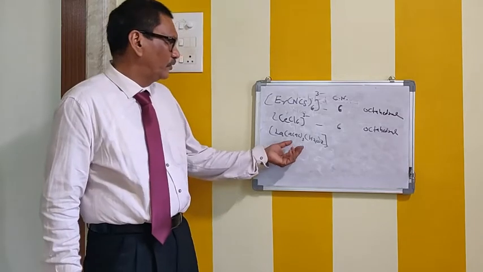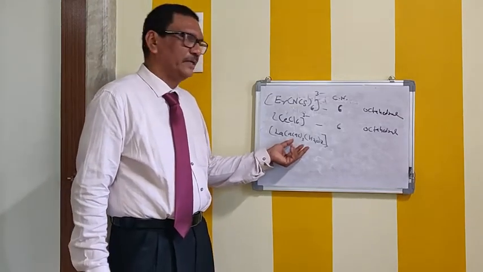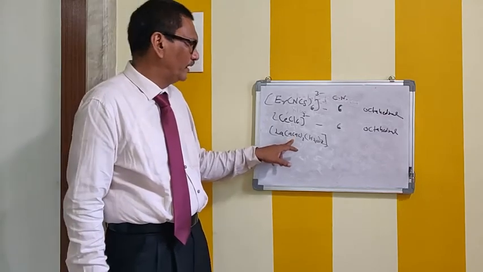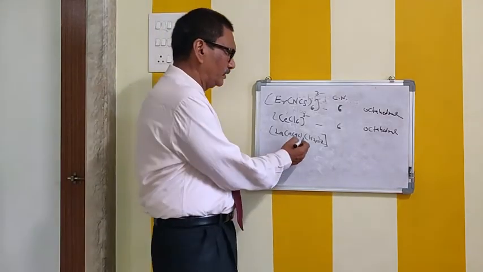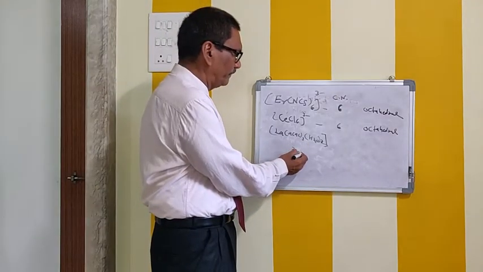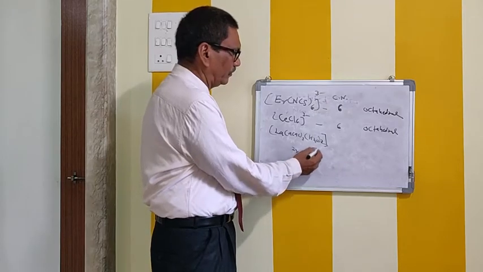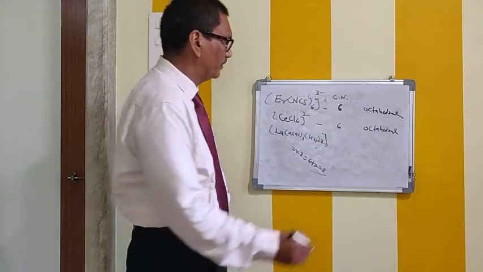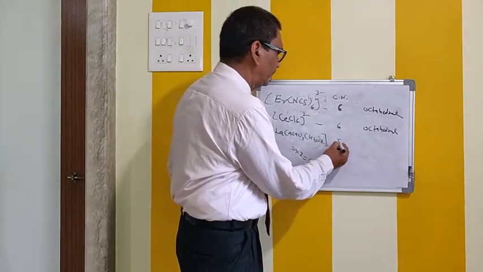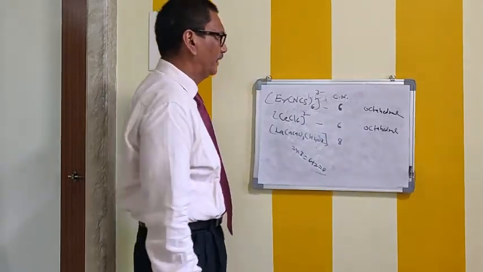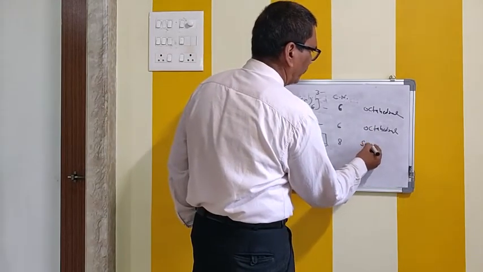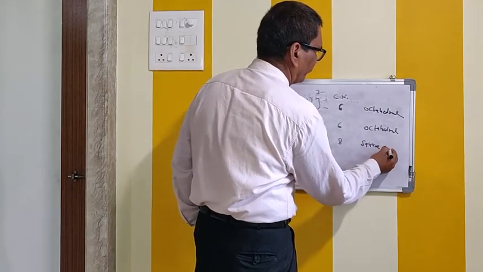But here you have to state the nature of the ligand. Here the ligand is acetate. The bidentate ligands are there. So 2 bidentate ligands are there, and we have 3 molecules. So 2 into 3, that is 6, and then 2 water molecules are there. That's why the coordination number in this complex of lanthanum is 8. And the coordination number is 8. What is the geometry here? Geometry is square antiprism.